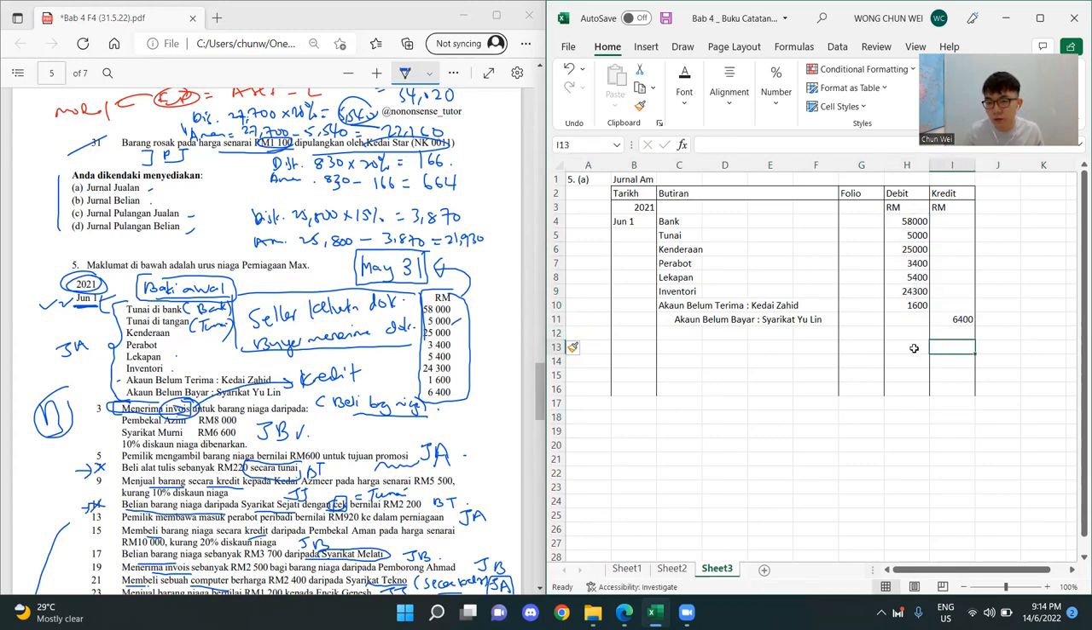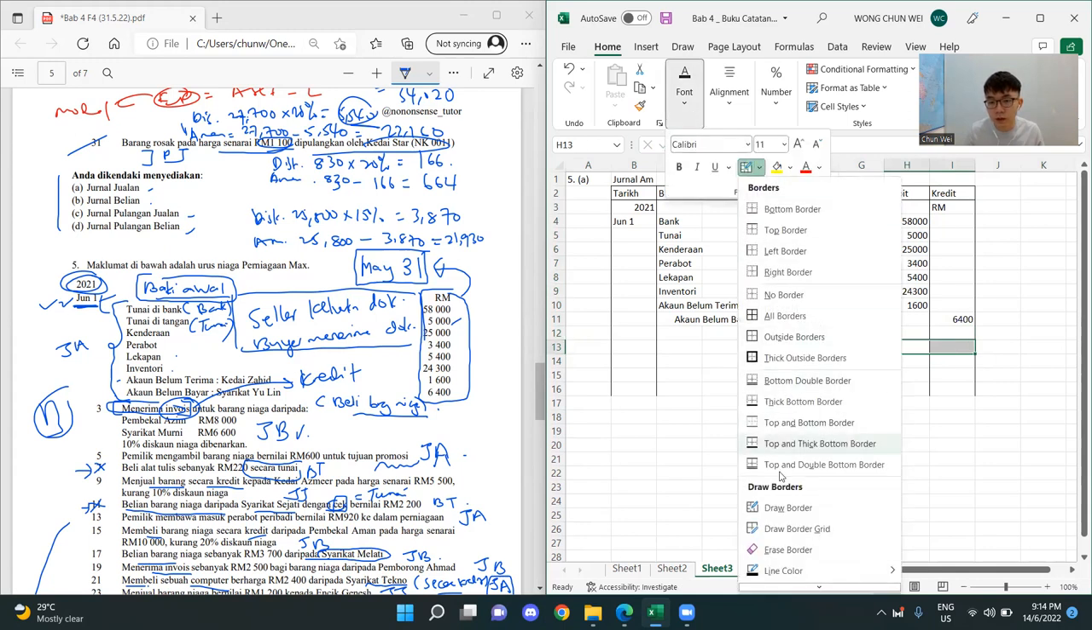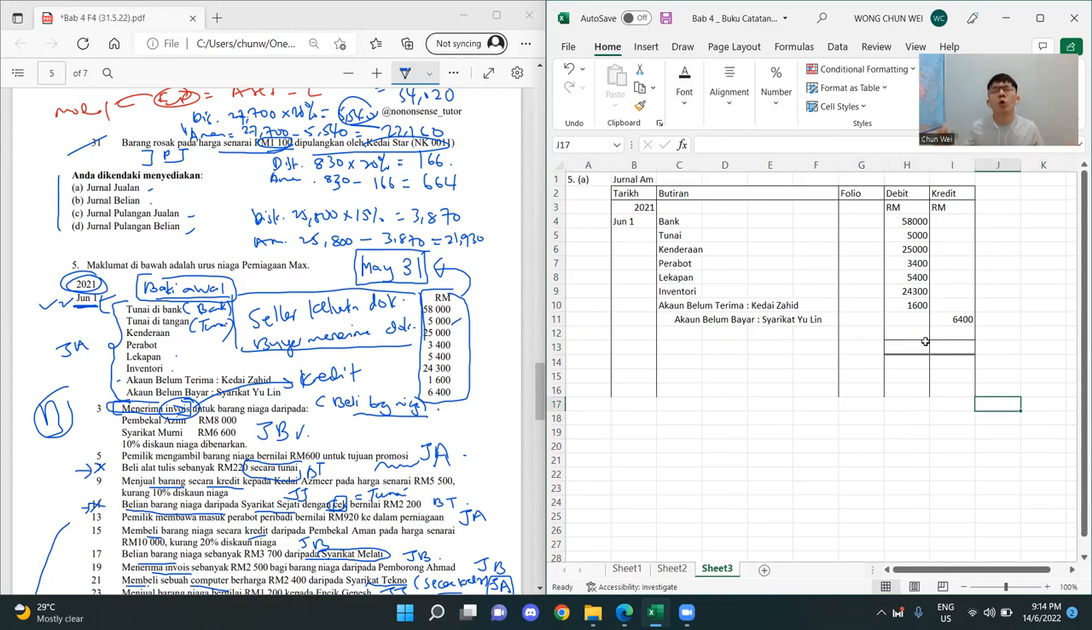So if you skip here and add up here, I told you the debit and credit must always be the same. Okay, so now if you add up the debit for June 1, you get 122,700. And if you add up all the credit, you get 6,400. Is it balanced? Is it the same? Not the same. If it is not the same, meaning something is missing out, because the total must equal this figure as well. Must be the same, like this one. So something is missing here.